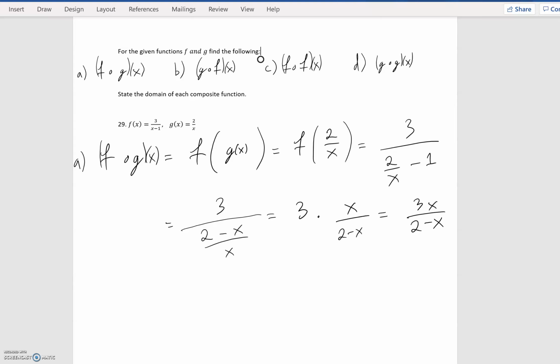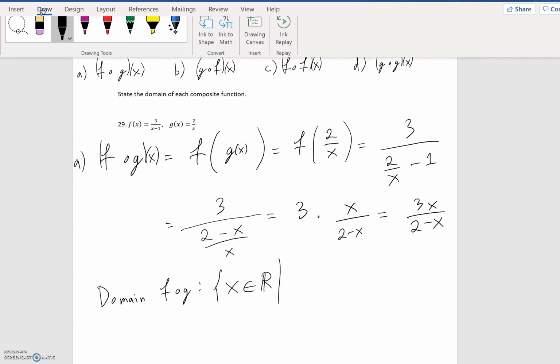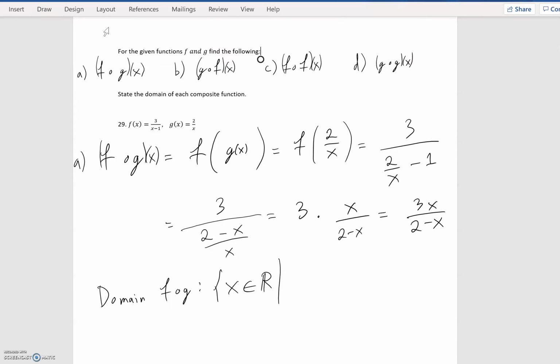Now what? It says we also need to state the domain. It didn't tell me to write this in interval notation. For this video, I'll just write it in set builder notation. So our domain is going to be all real numbers. Now, what are we not allowed to plug in? When you're looking at the domain of a composition, you need to look at the values of x that you obviously cannot have after the simplification is done.